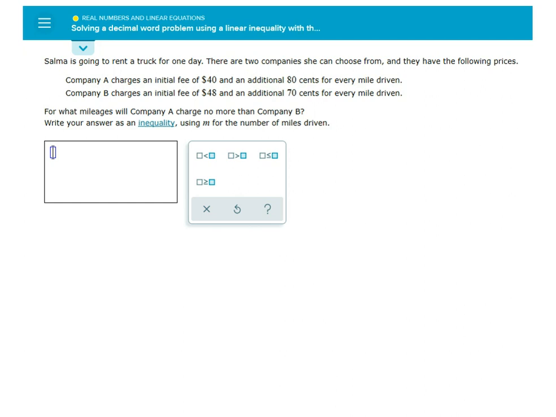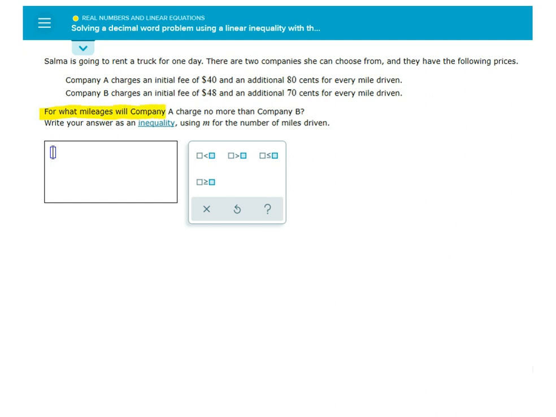Somebody is going to rent a truck for one day. There are two companies she can choose from, and they have the following prices. Company A charges an initial fee of $40 and an additional 80 cents for every mile driven. Company B charges an initial fee of $48 and an additional 70 cents. What we're trying to figure out is right here.